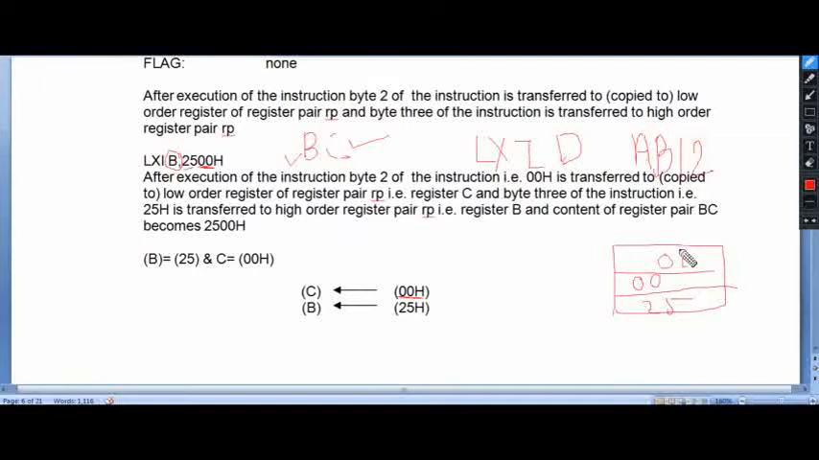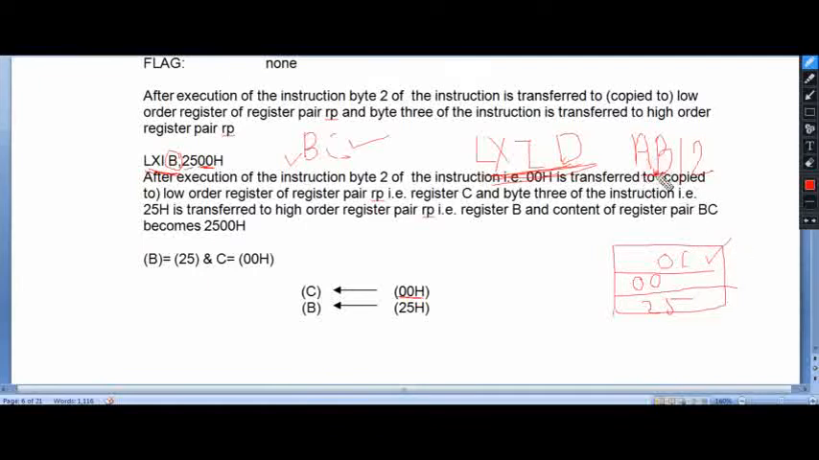AB12. This is a 3-byte instruction. Here is the operation code for LXI D. The operation code of LXI D is different from the operation code of LXI B. For each and every instruction, a unique operation code is there. For LXI D, the operation code is there.